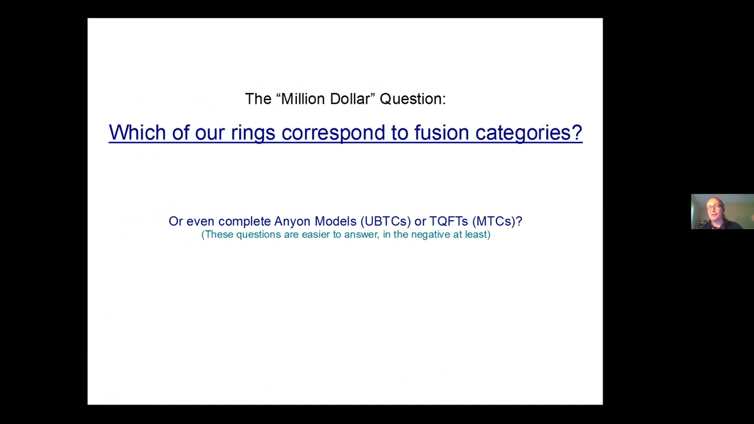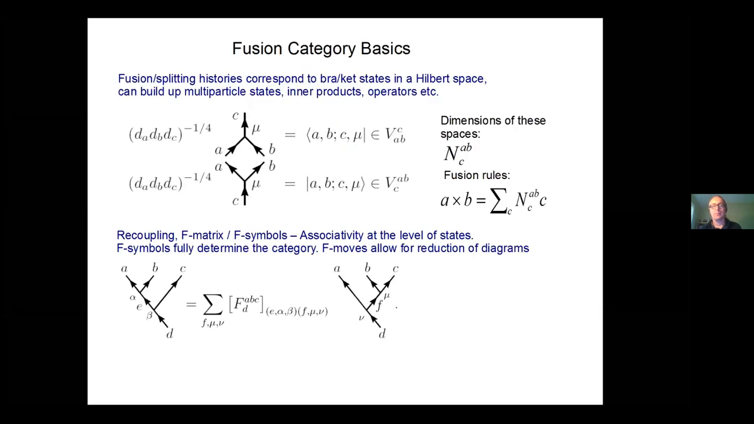So the million-dollar question here, of course, is which of our rings corresponds to fusion categories, or even complete ANIA models, or unitary graded tensor categories, or topological field theories. Actually, the questions about the richer structures are of course easier to answer in the negative than the question about fusion categories. So now I have some fusion category basics.